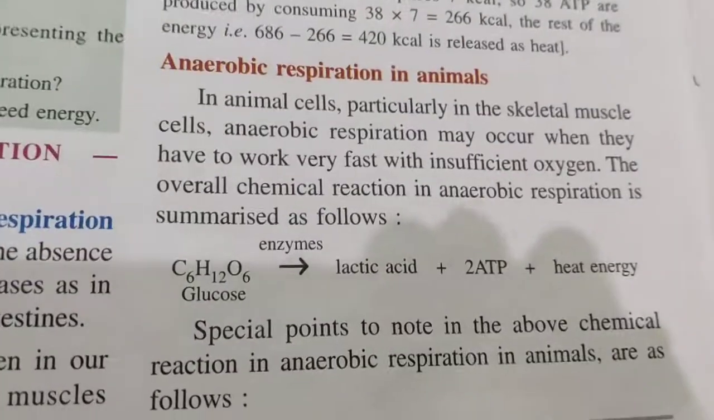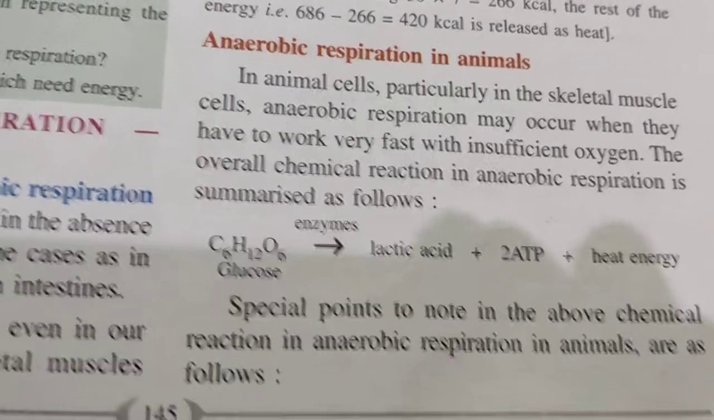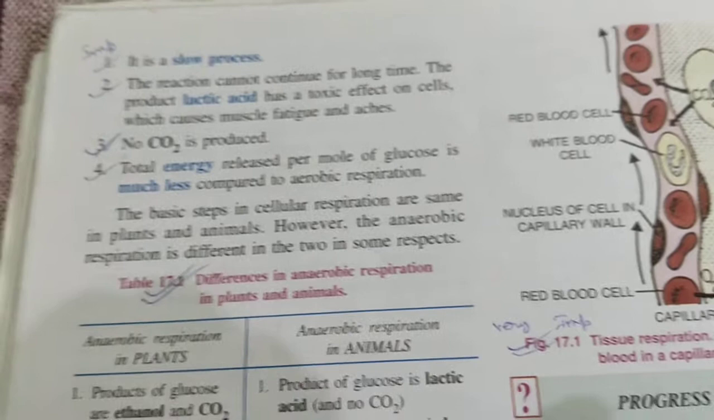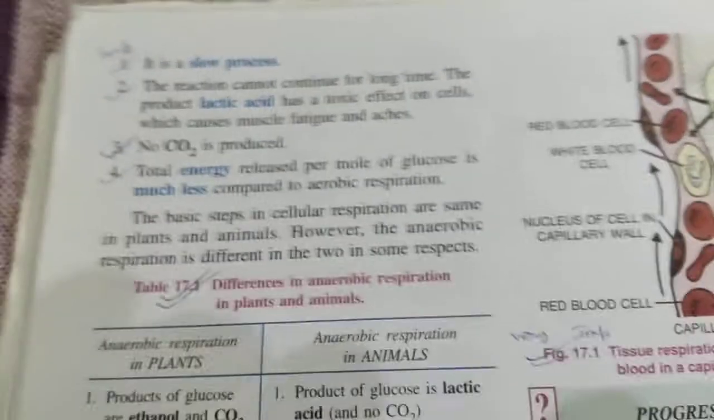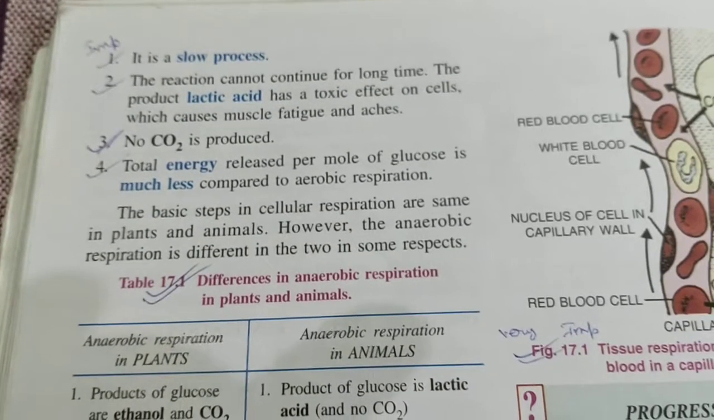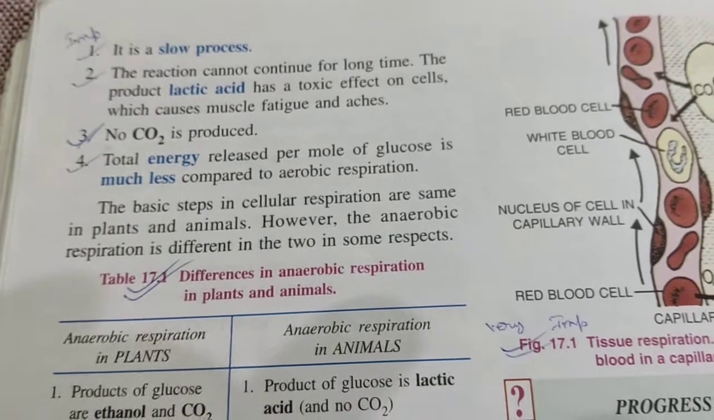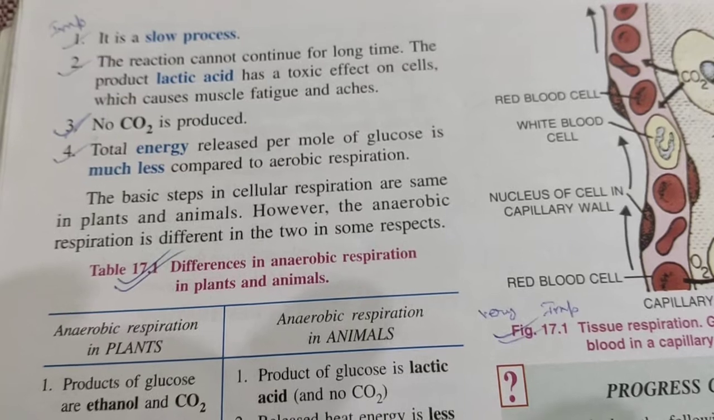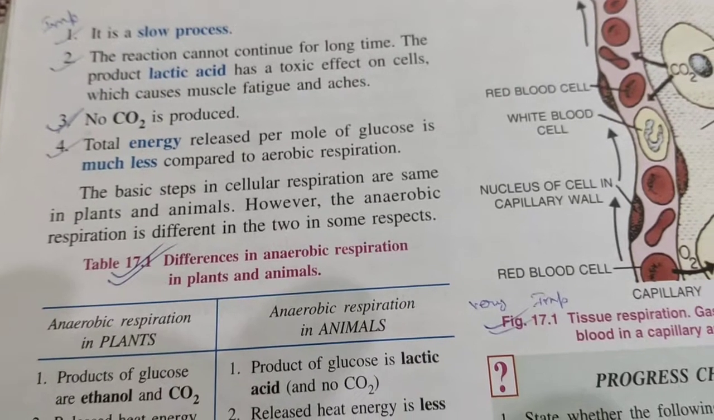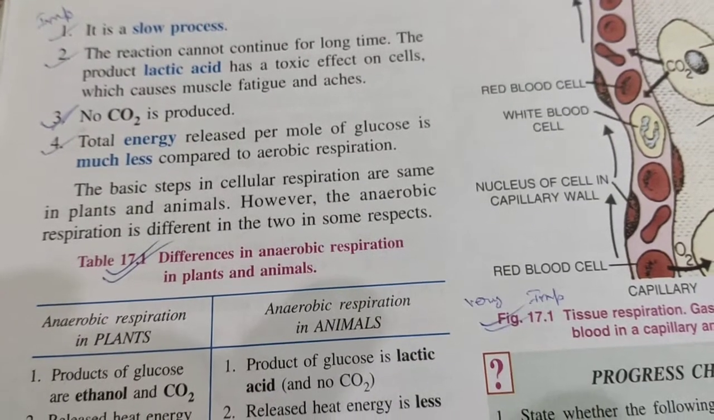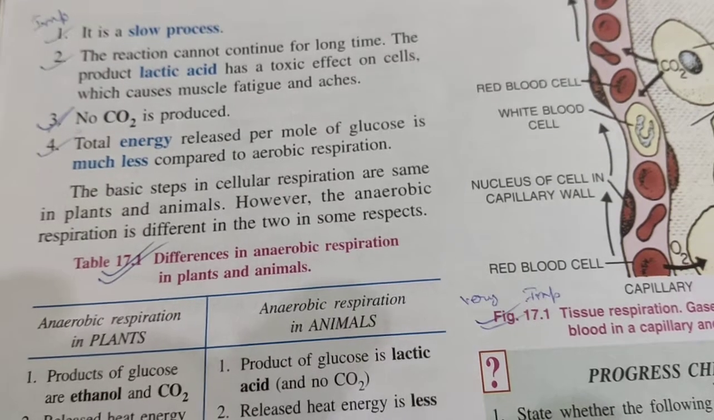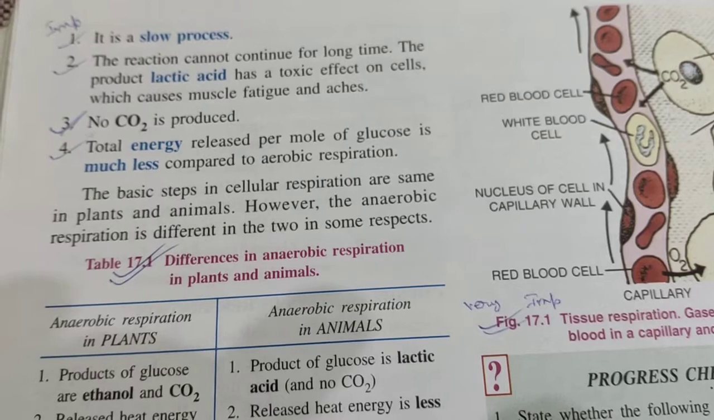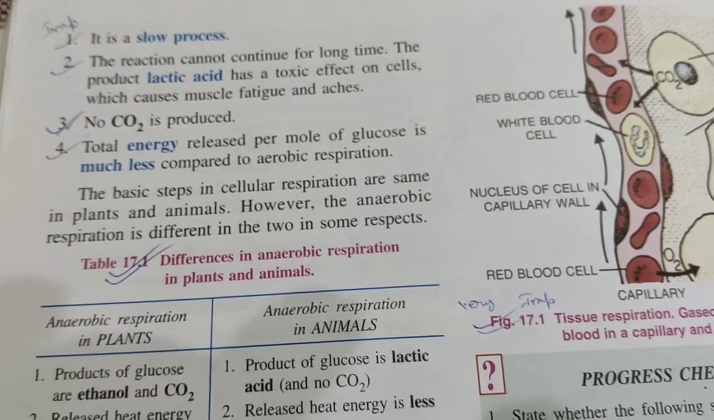So there are special points we have to remember about anaerobic respiration. It is a slow process. The reaction cannot continue for a long time. The product lactic acid has a toxic effect on cells, which causes muscle fatigue. No CO2 is produced. Total energy released per mole of glucose is much less compared to aerobic respiration. So these are the 4 important points about anaerobic respiration in animals which you have to remember.